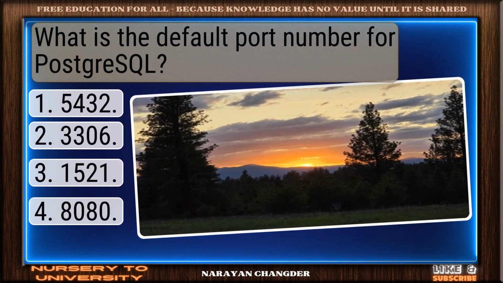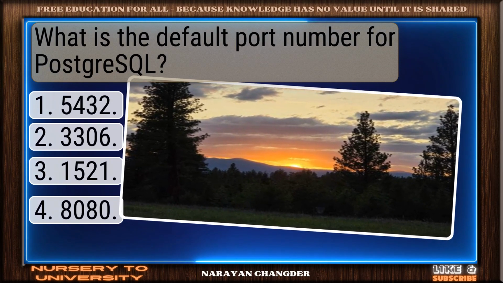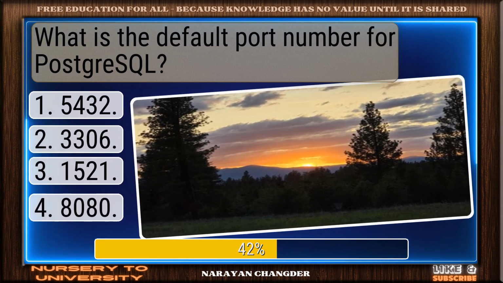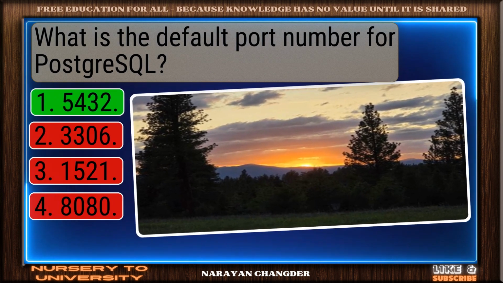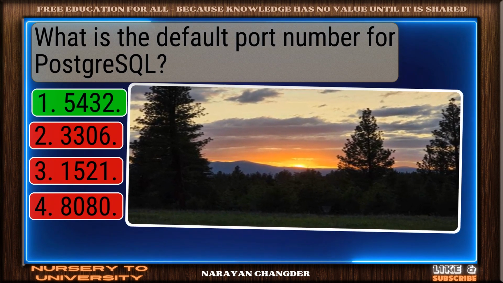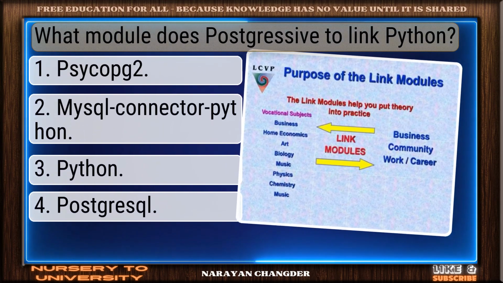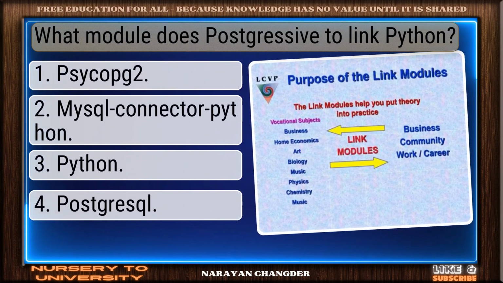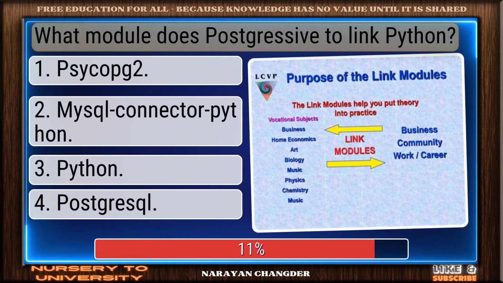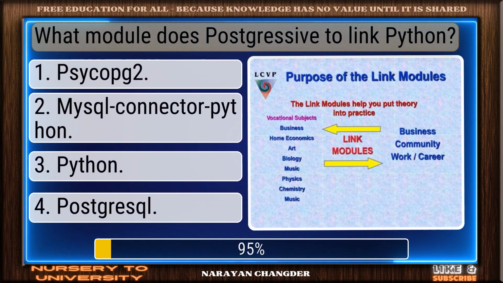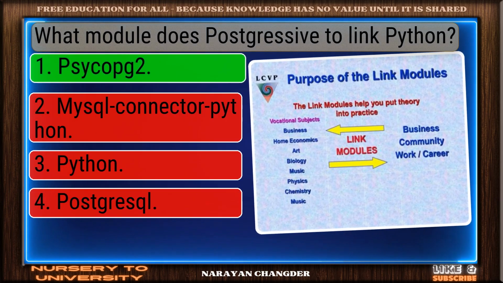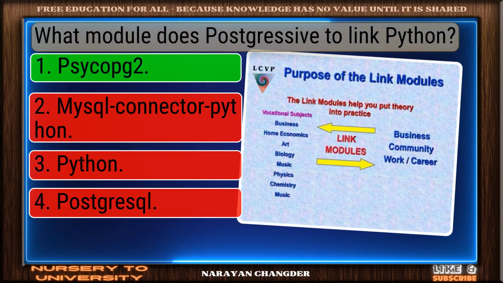Question number 71. What is the default port number for PostgreSQL? Strong choice. 5432 is the right answer. Question number 72. What module does PostgreSQL use to link Python? You got it. Your choice Psycopg2 is right.